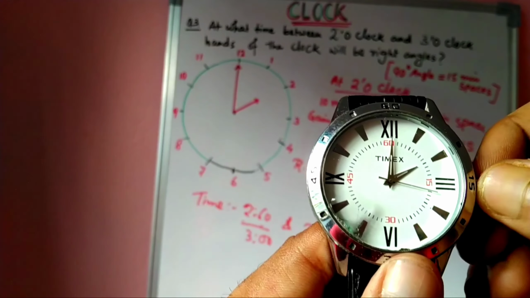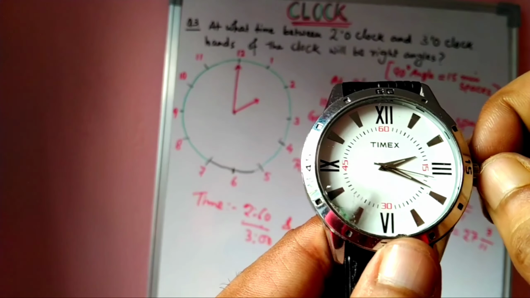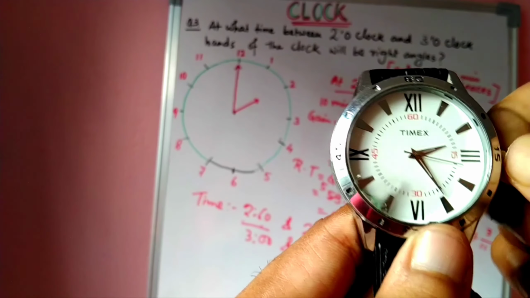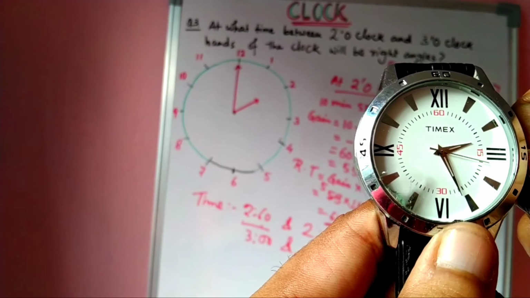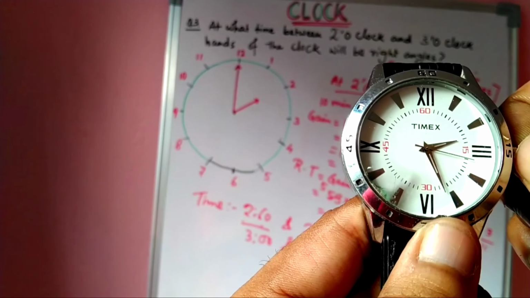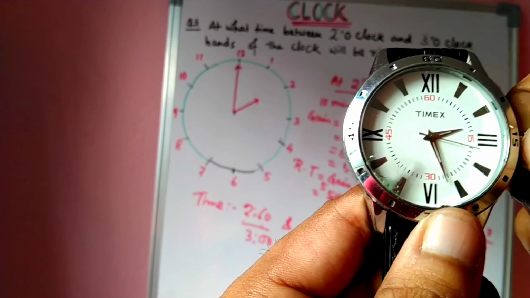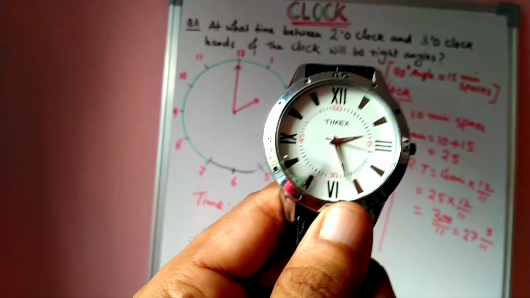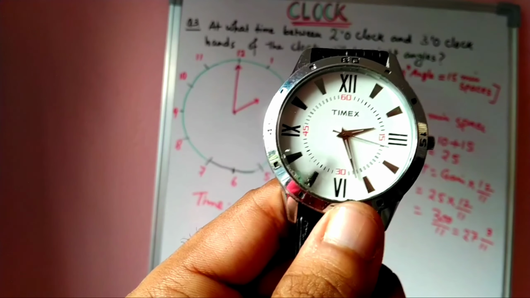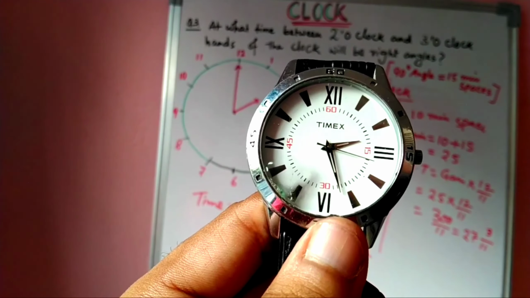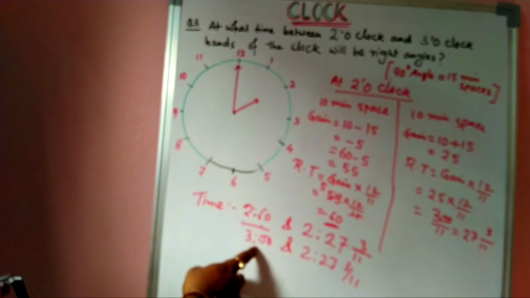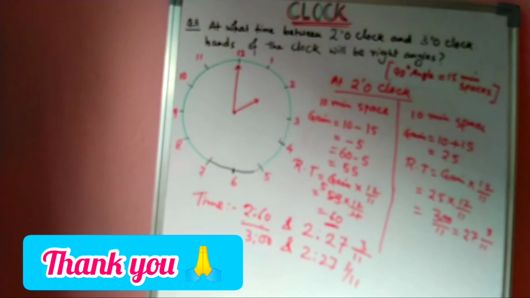Now I am just going to show you at 2:27 whether it is making 90 degrees or not. This is 2:25, you can see 2:26, 2:27. And you can see here they are making exactly a 90-degree angle. That means the hour hand and the minute hand make a 90-degree angle at exactly 2:27, right? So there are two timings we are getting between 2 o'clock and 3 o'clock: one is 3 o'clock and the other is 2:27. So this is how you have to solve. Thank you. That's all for today.